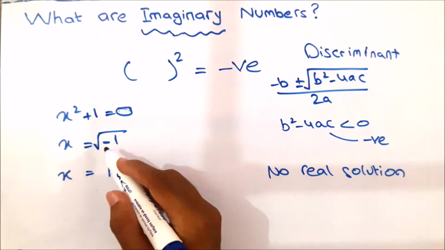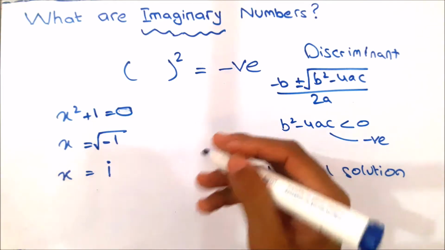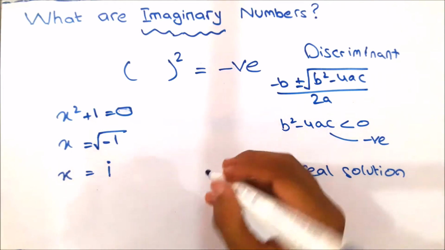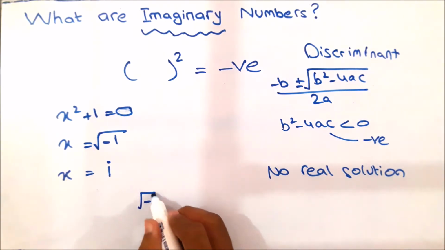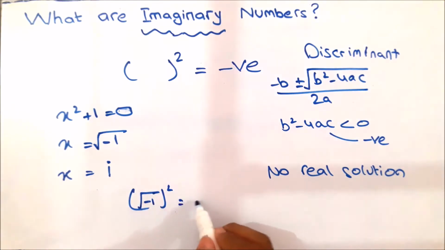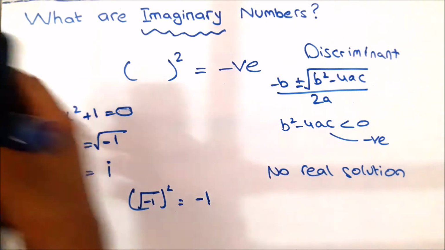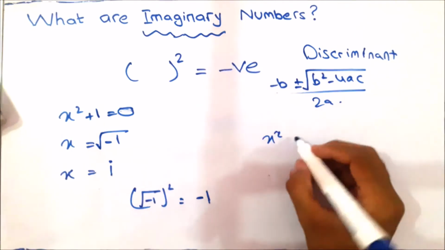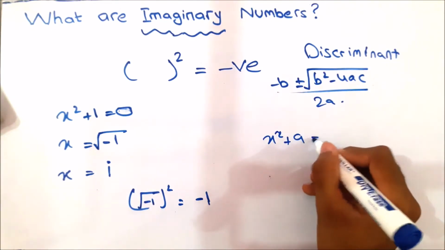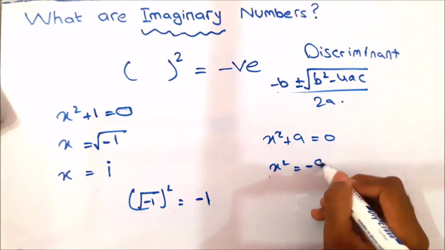Like I discussed in that question, what's a number which, when we square it, gives us a negative number? Here's this number, this under root minus 1. When we square it, we get negative 1. This solves a lot of problems. Suppose we had this question: x squared plus 9 equal to 0. We will get x squared equal to minus 9.